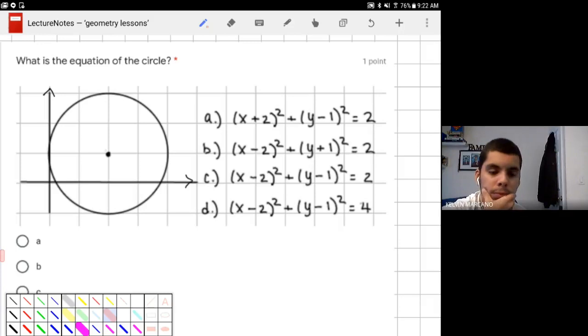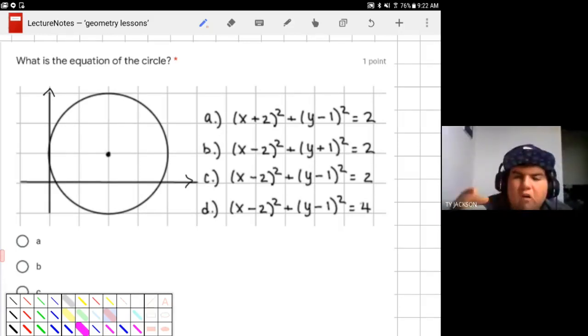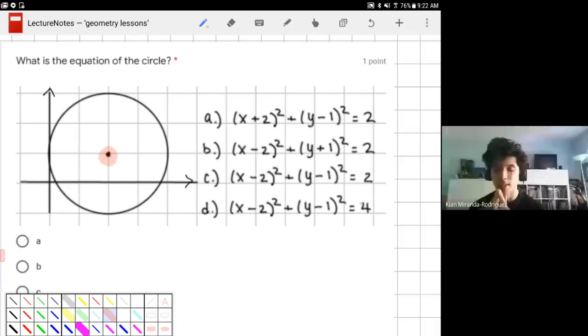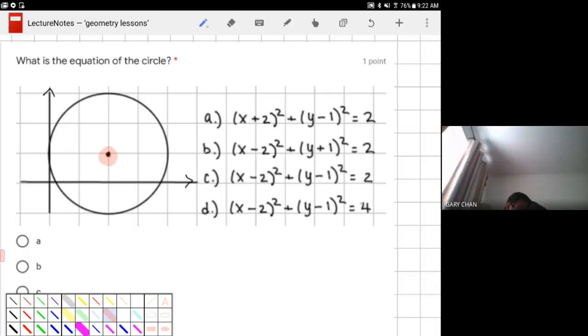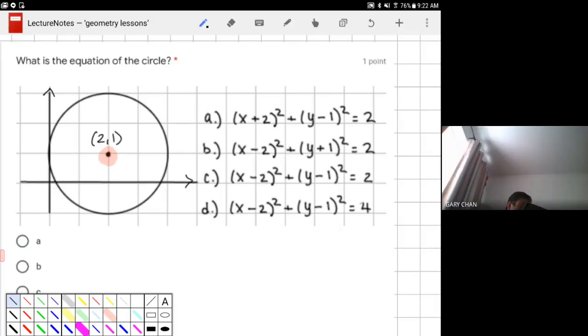I'm going to need some help. 2, 1. No problem. Just the center in general is 2, 1. That's right. The center for this problem is 2, 1. I'm just asking you guys to identify all the key information first, right? The center is 2, 1. Yep, all right.